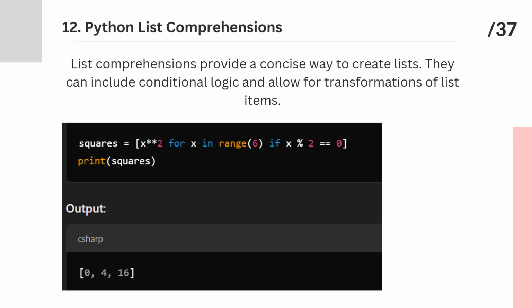Python list comprehensions. List comprehensions provide a concise way to create lists. They can include conditional logic and allow transformation of list items. So this is the code, how you can do this, and this is the output of this code.